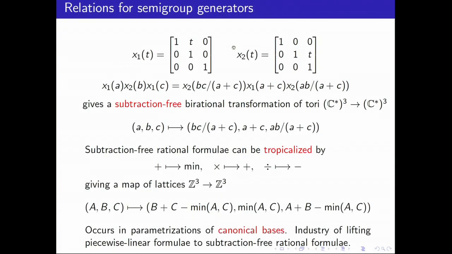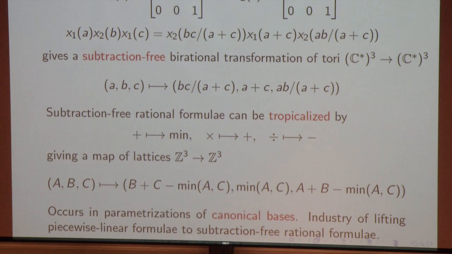OK, so one thing you can do with a subtraction-free birational transformation, if you're given such a formula, is you can tropicalize it formally by converting any plus sign you see to minimum, any multiplication to plus, and any division to minus. And this converts this birational map into a piecewise linear map. And for today, think of this map as a map from a lattice to another lattice.